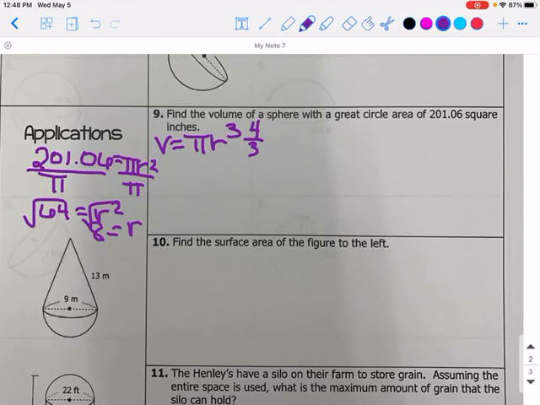Again, I don't want to do surface area. I want you guys to find the volume. So what you're doing is you're finding the volume of this cone and the volume of this sphere, and you're adding them together. Okay? So make sure you're paying attention to that.